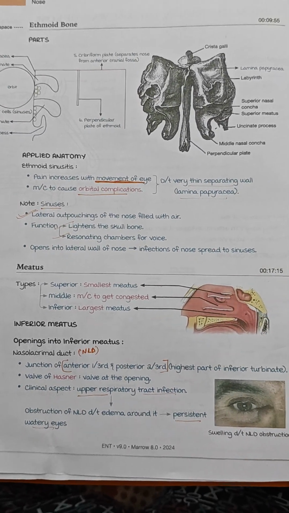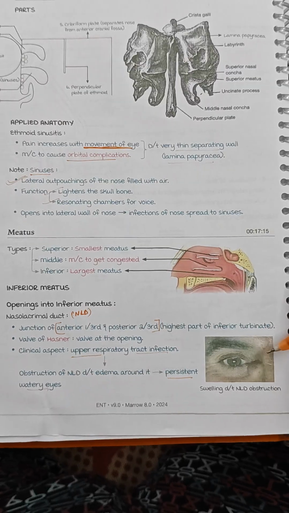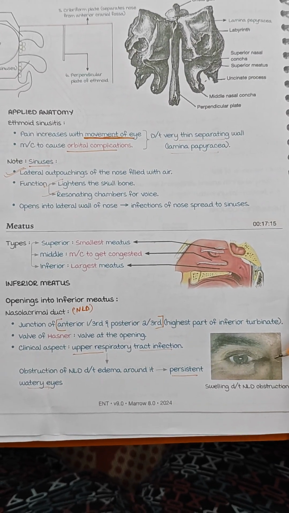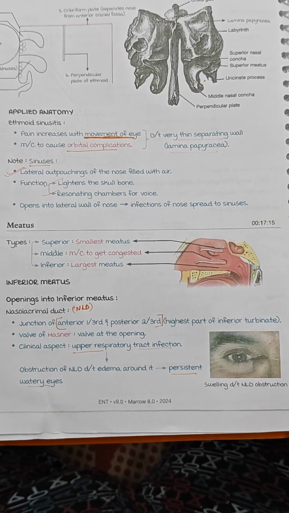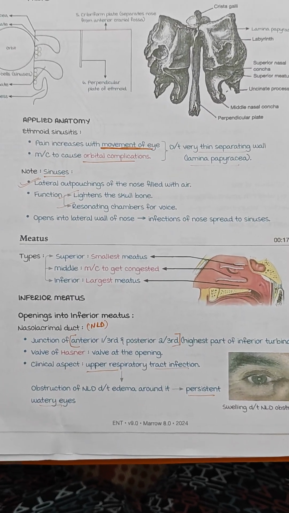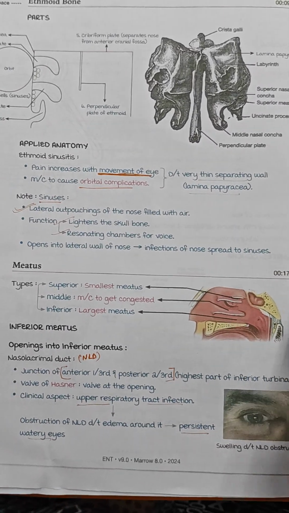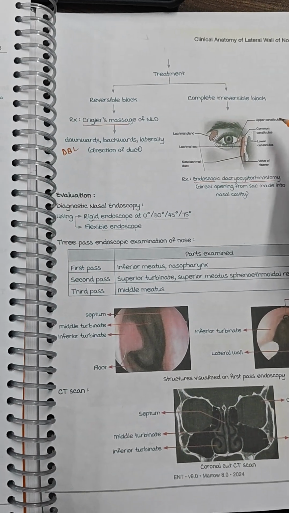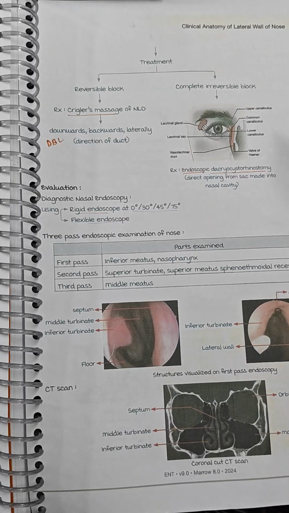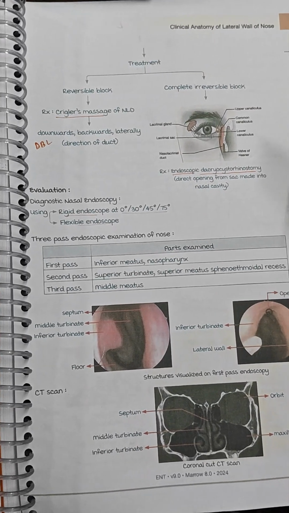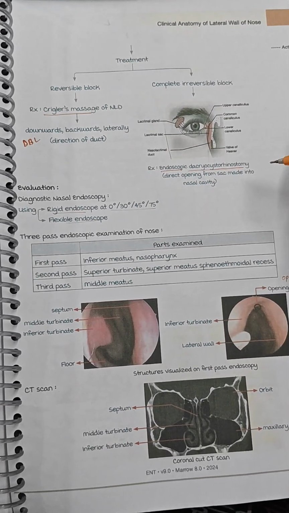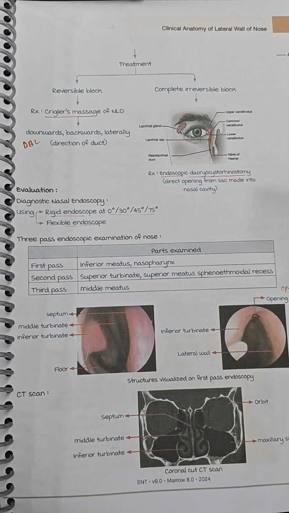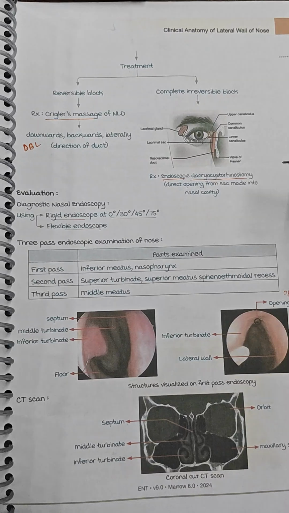Now if a patient comes with swelling in the orbital area due to nasolacrimal duct obstruction, the treatment is either Crigler massage of the nasolacrimal duct in the direction of DBL, that is downward, backward, and laterally. Otherwise, surgery, that is endoscopic dacryocystorhinostomy, which is a direct opening from the sac made into the nasal cavity.